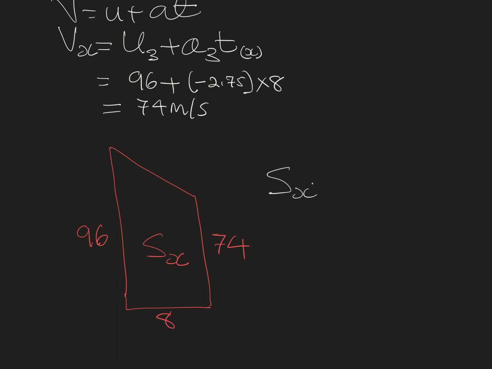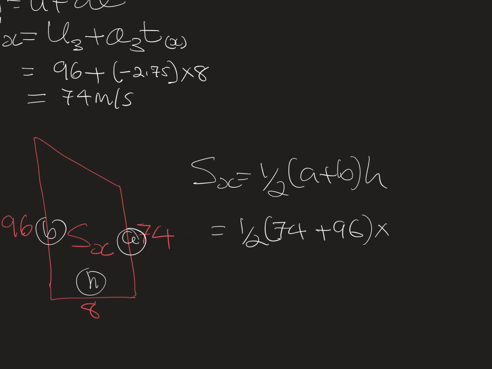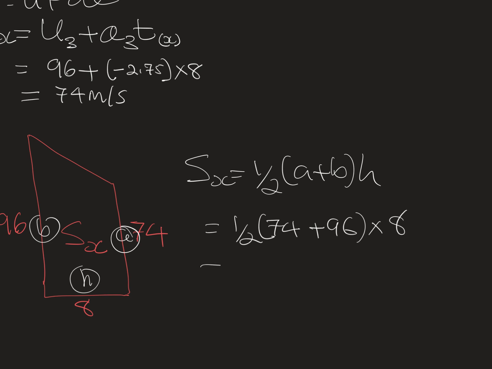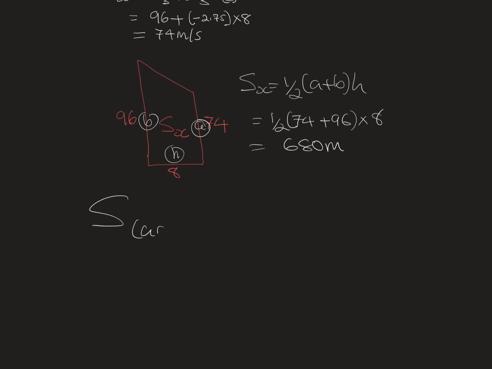Because it is a trapezium, the area of a trapezium is half A plus B times H. This will be A, this will be B, this will be H. So that will be half of 74 plus 96, times the height, which is 8. What does that give me? That is 680 meters.